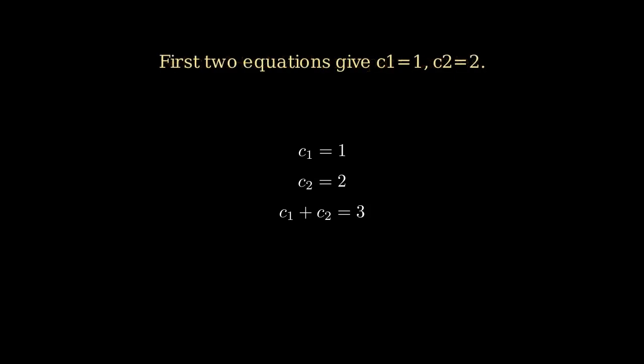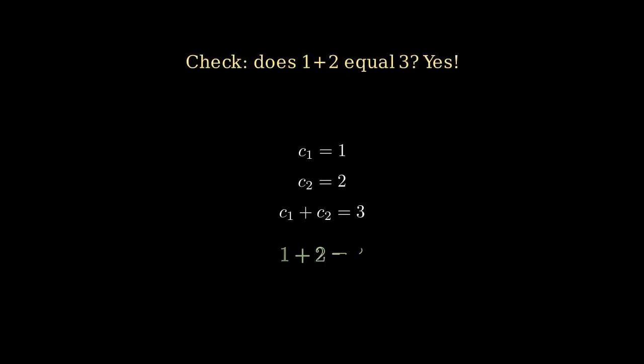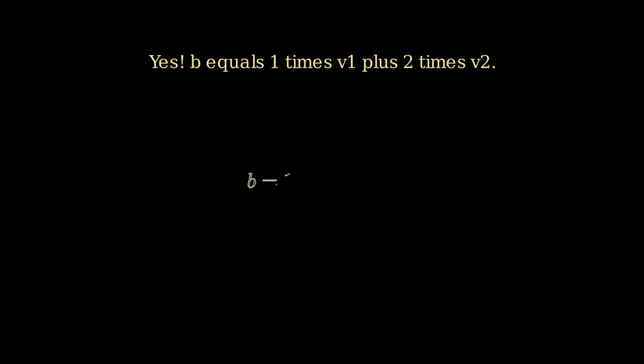The first two equations hand us the answer right away. c1 equals 1 and c2 equals 2. Now we check the third equation. Does 1 plus 2 equal 3? Yes, it does, so the system is consistent. So the answer is yes, b is a linear combination of v1 and v2, since b equals 1 times v1 plus 2 times v2. Now let's define span.